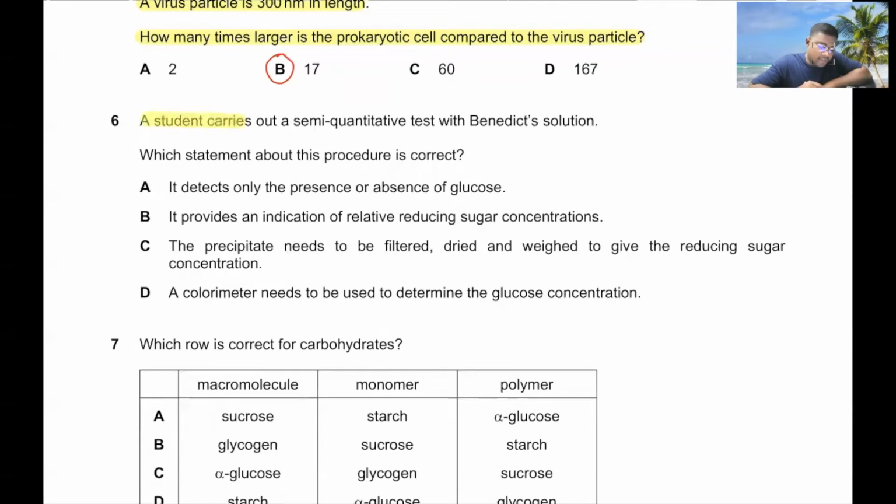A student carries out a semi-quantitative test with Benedict's solution. Which statement about the procedure is correct? It detects only the presence or absence of glucose. It's a wrong statement. It detects the presence and absence of reducing sugar. It provides an indication of relative reducing sugar concentration. It's a correct statement. So B is correct. 6B.